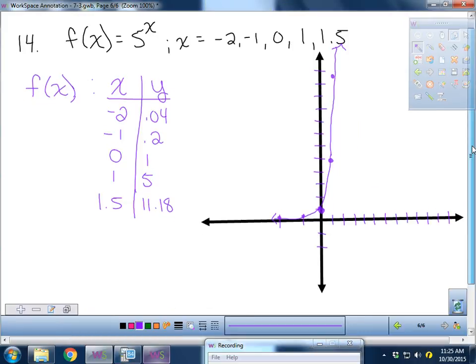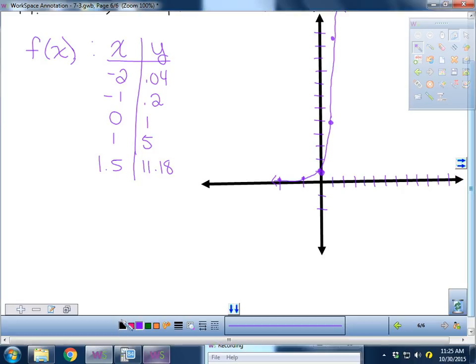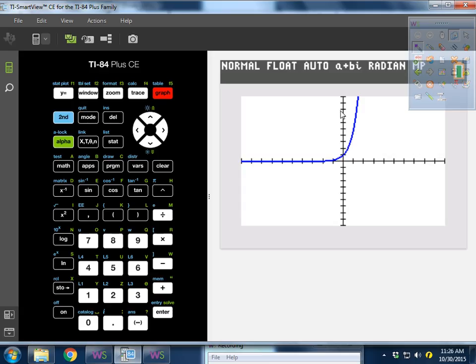So now let's talk about domain and range. So remember, domain and range just refer to all the x values is your domain, and all the y values is your range. So we've already talked about how this comes down and gets really close to the x-axis, but it never touches or actually reaches 0 or crosses. It just kind of flatlines. And if you look at the graph on your calculator, you can see that it never crosses. It looks like it's touching, but it's really not.